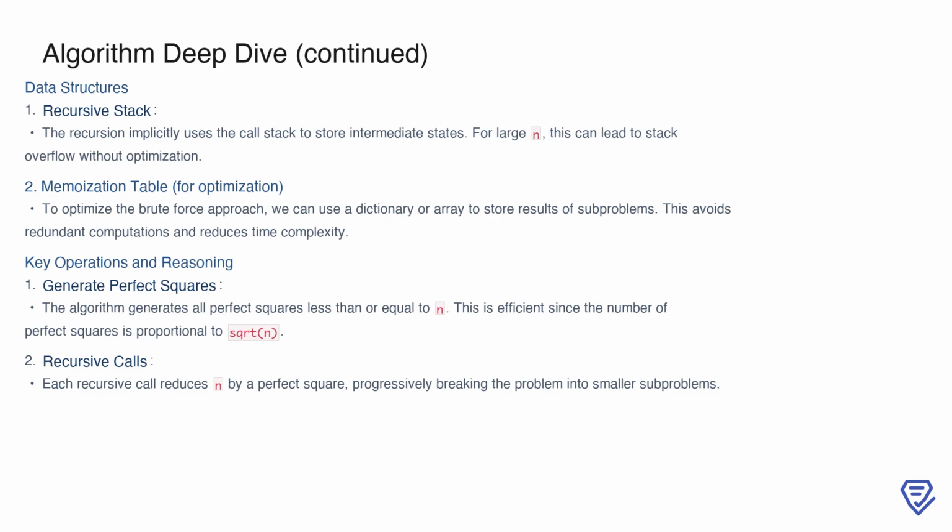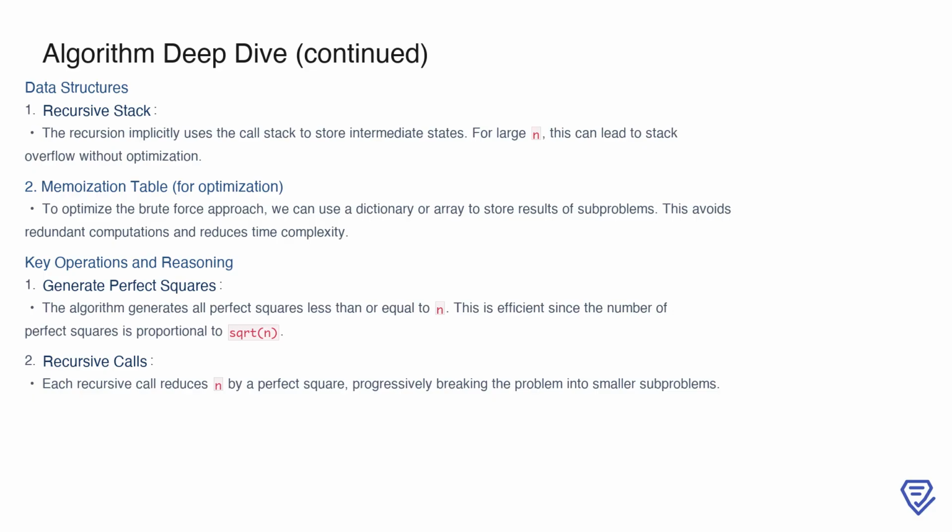Each time we solve a subproblem, we save its result in the table, so future calls can simply retrieve the stored value instead of recalculating it. This optimization is key to improving the algorithm's efficiency. Additionally, generating the list of perfect squares less than or equal to n is an important step. Since the number of perfect squares is proportional to the square root of n, this operation is efficient and manageable.